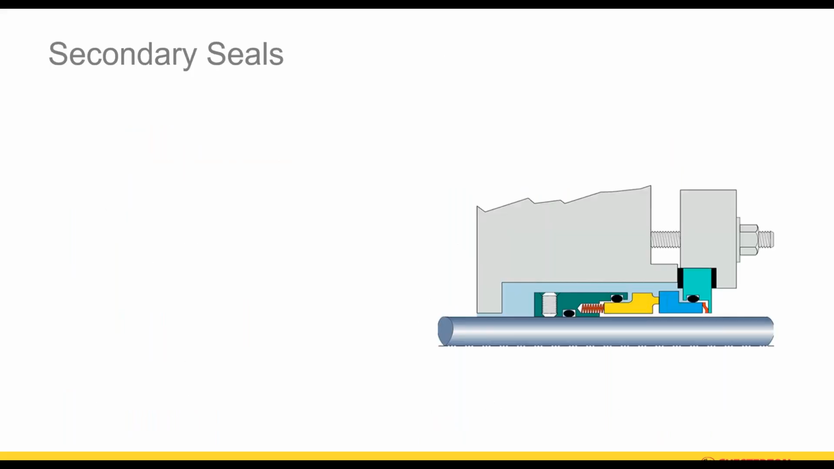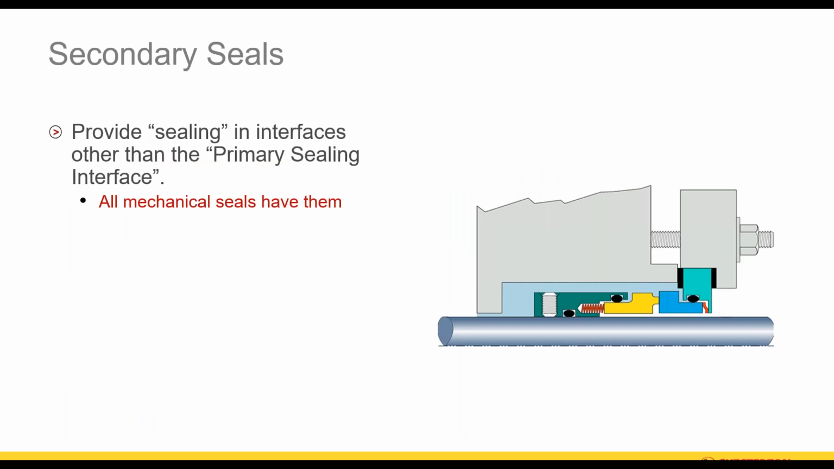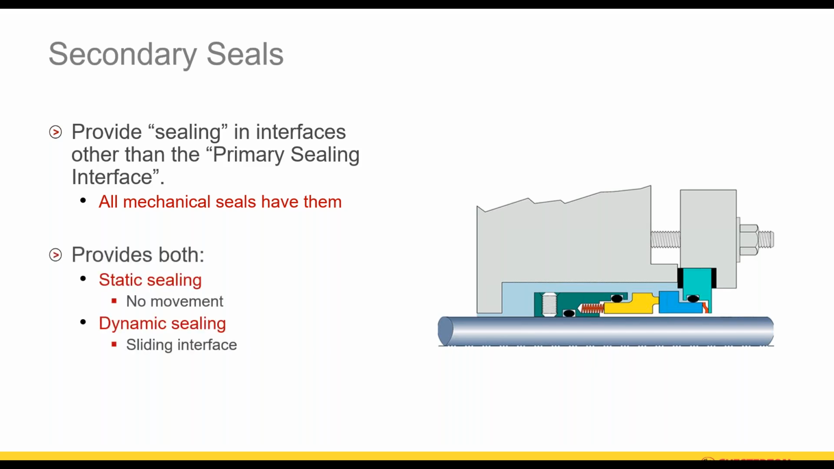Talking about secondary seals, they provide sealing in the interfaces other than the primary sealing interface. So here's where we're talking about the O-rings, the gaskets in the gland. Those are all sealing interfaces. They may not be dynamic, but they are a sealing interface, and they're important. And all mechanical seals have them. And again, these secondary seals are doing two jobs.